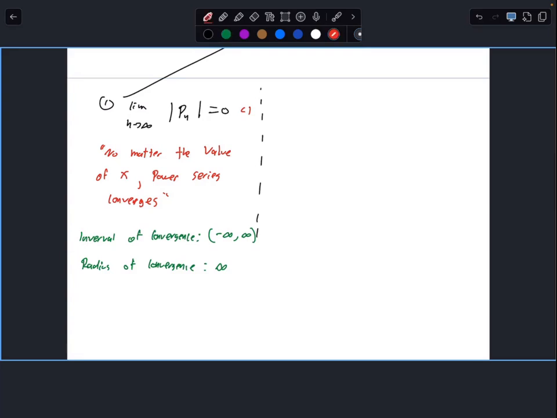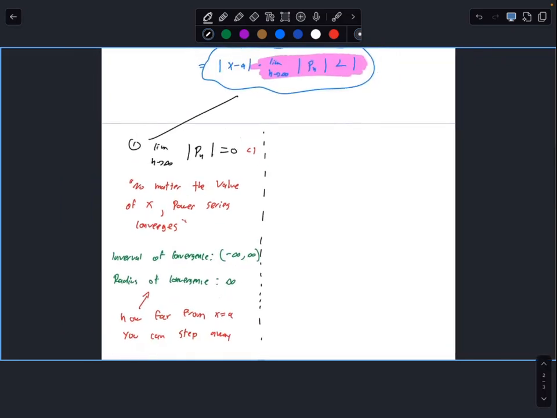And like I noted, this is how far from x equals a you can step away. We'll do a quick example of this in just a little bit as well.